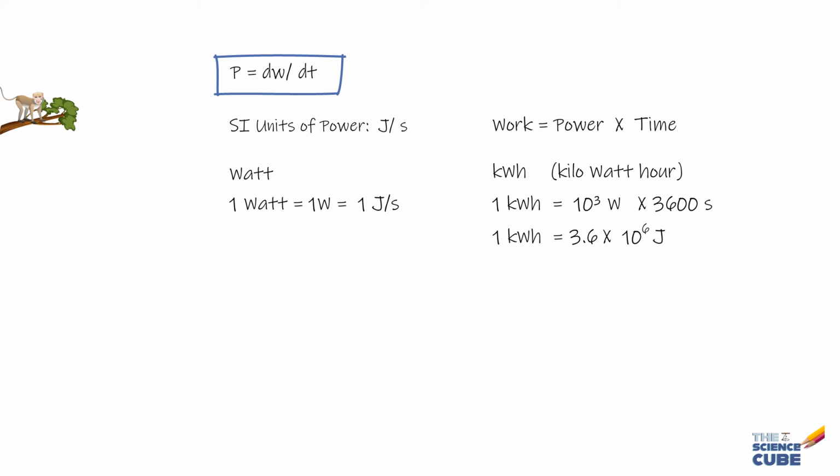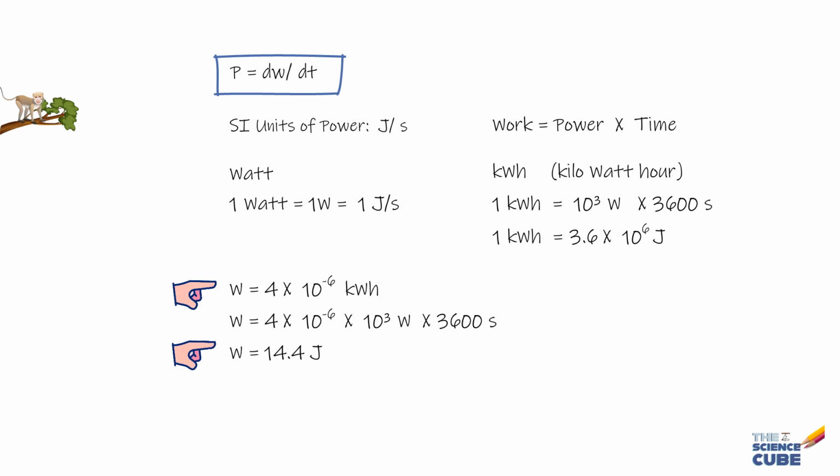So, if you pick a book from the floor and place it on a table, you can very well say that the work that you have done is, say, 4 into 10 to the power minus 6 kilowatt hour, which is actually nothing but 4 into 10 to the power minus 6 into 10 to the power 3 into 3600 seconds, that equals 14.4 joules. So these are just two ways of presenting the same information.